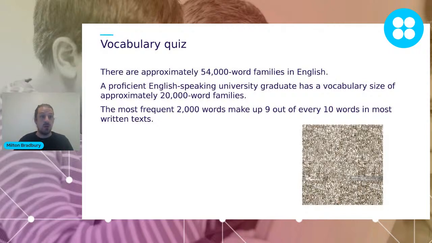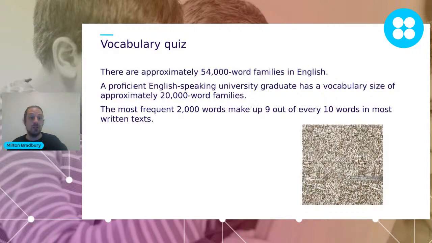It's a huge amount, and it's a very big amount when you take into comparison other languages. Okay, English is one of the more vocabulary-rich languages around. A proficient English-speaking university graduate has a vocabulary size of approximately 20,000 word families. Okay, so that's about half of everything that exists, which is still a lot. It's still a huge amount, 20,000 different ones.